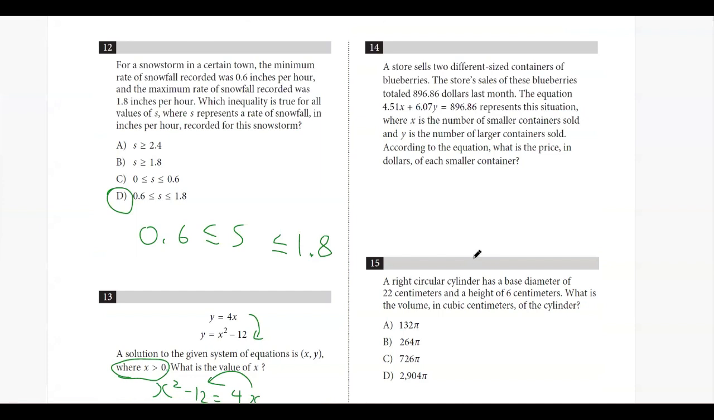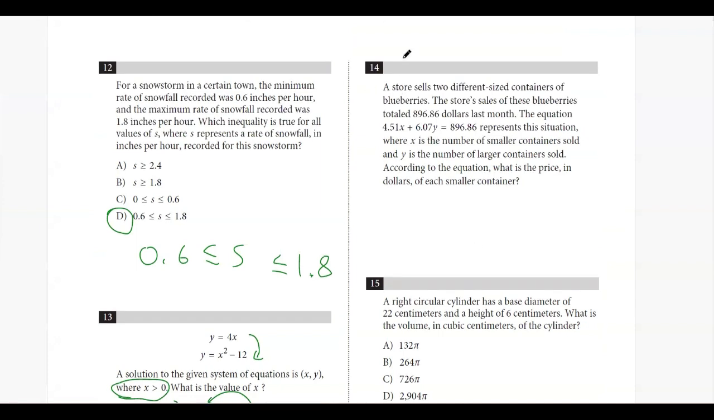Okay. 14. A store sells two different size containers of blueberries. The store sales of these blueberries totaled $896.86 last month. The equation 4.51x plus 6.07y is equal to 896.86 represents the situation where x is the number of small containers sold, and y is the number of large containers sold. According to this equation, what is the price in dollars of each small container? Since x is the small container number, we know that 4.51 is the correct answer here.